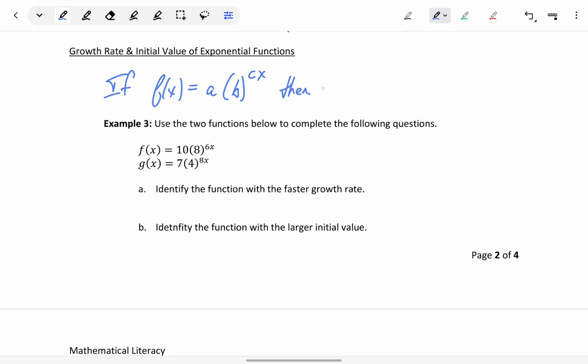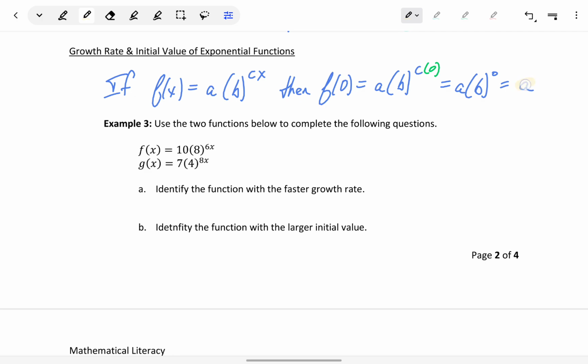then we can evaluate f of 0, which would be a times b to the c times 0. C times 0 would just be 0, so we'd end up with a times b to the 0 power. Anything to the 0 power is just 1, so we would end up with just a.